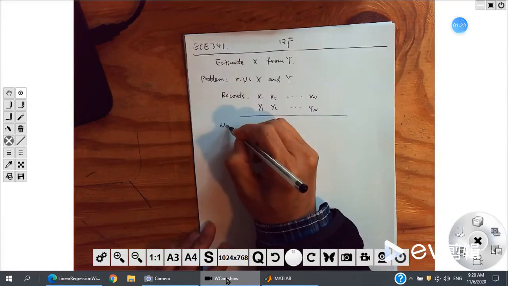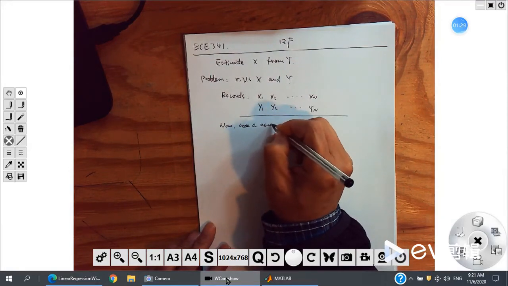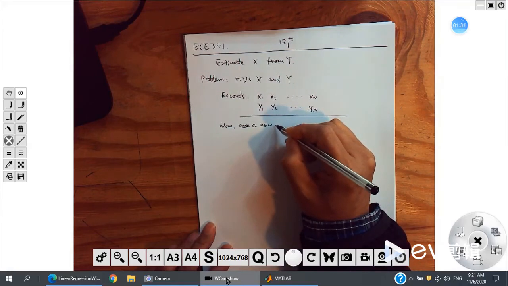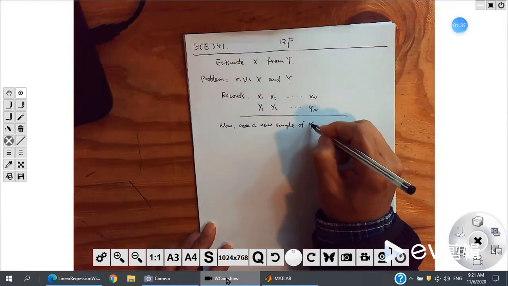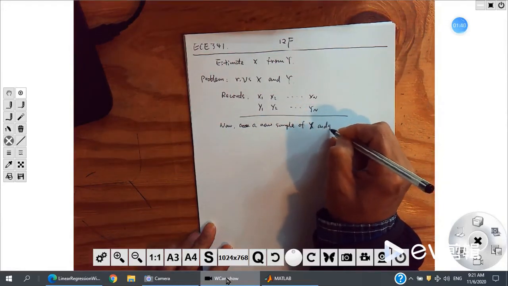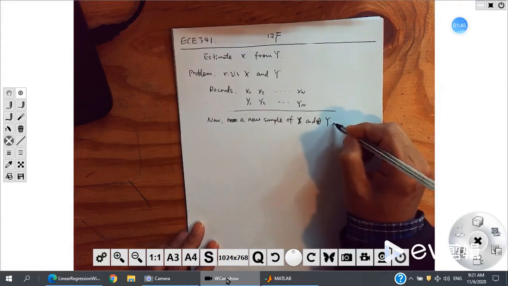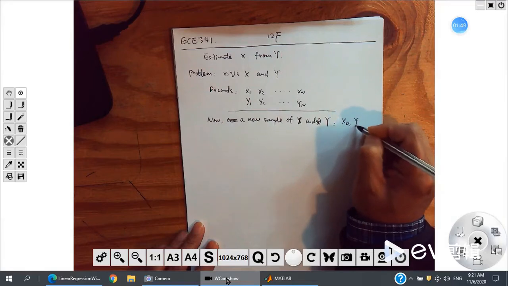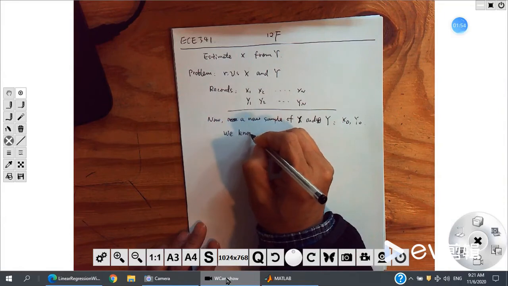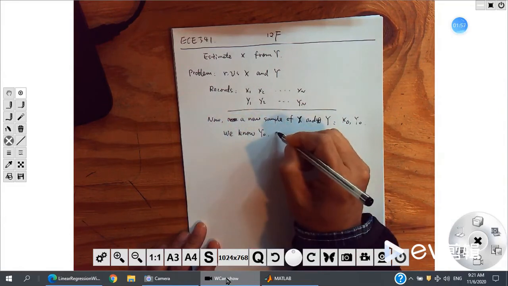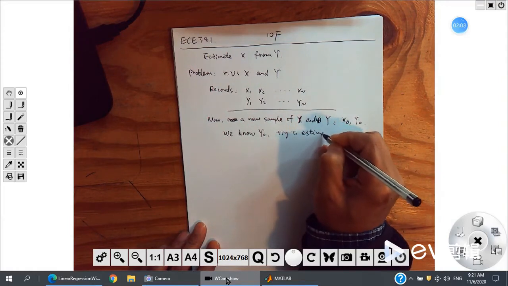Now a new observation, a new sample of x and y. We have x0 and y0, new samples. But we only know one of them. We know y0, then try to estimate x0.